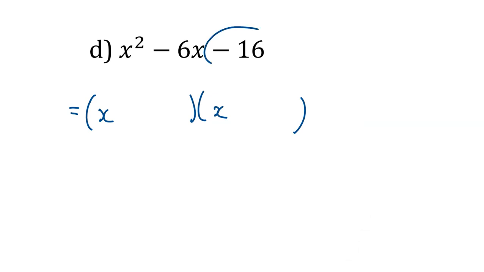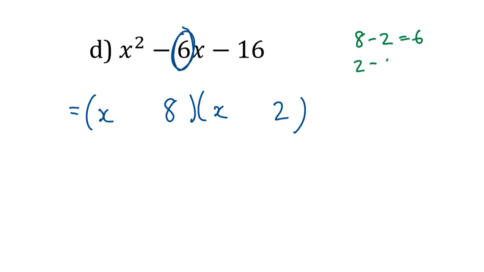Okay, so once again, multiplying to a negative. Therefore, the signs are opposite. So we're looking for a difference of 6. What are two numbers that multiply to 16 and have a difference of 6? 8 and 2. 8 minus 2 is 6. So 8 and 2. But we don't want 8 minus 2. That's positive 6. We want 2 minus 8 because that's negative 6. And the middle term is negative.